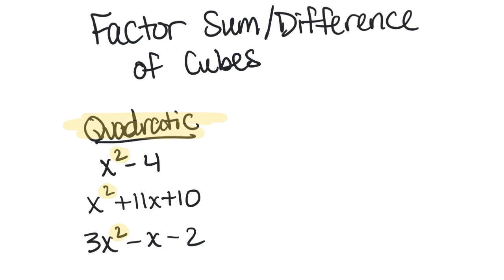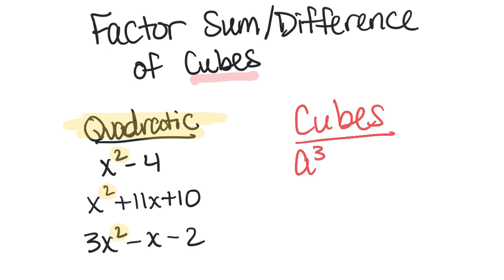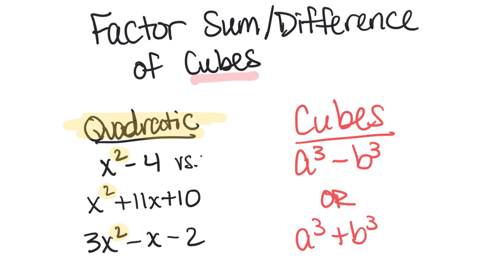Okay, what we're going to look at today, this extension with the cubes, we are going to look at factoring things that look like a cubed minus b cubed or a cubed plus b cubed. Okay, so both subtracting and adding are factorable for cubes, whereas for quadratics, we only had difference of squares, not sum. It wasn't allowed.